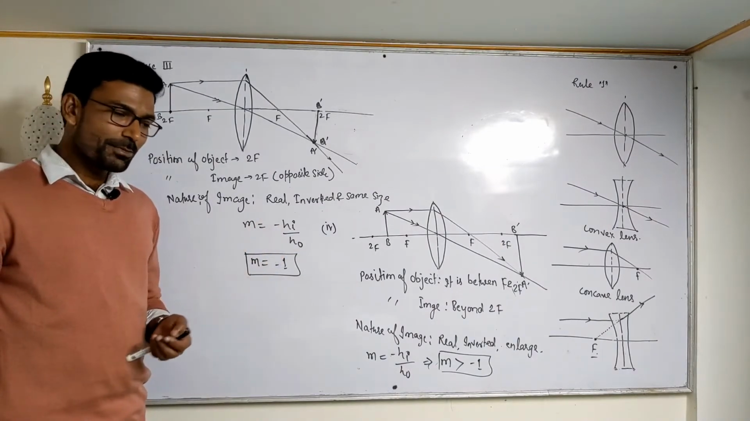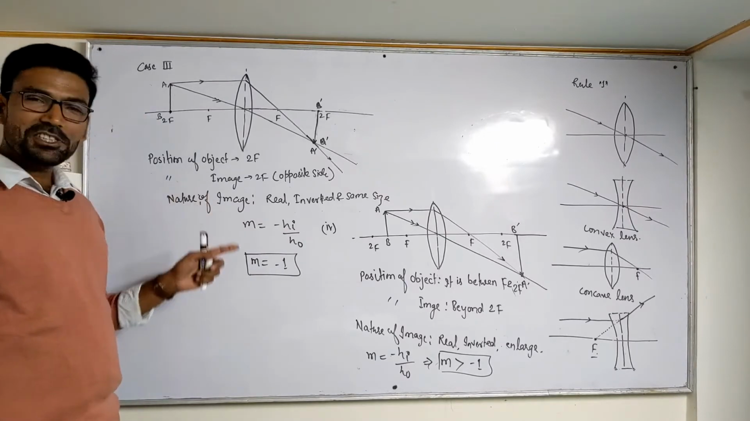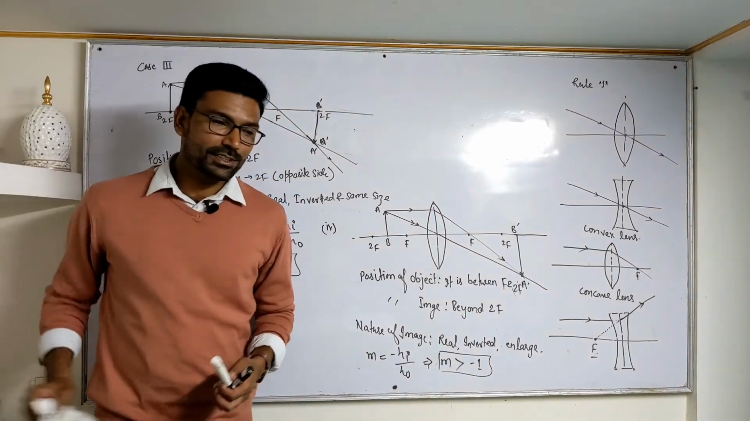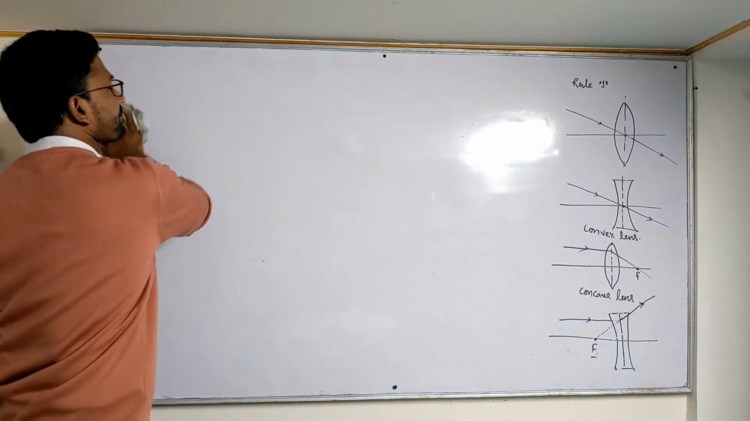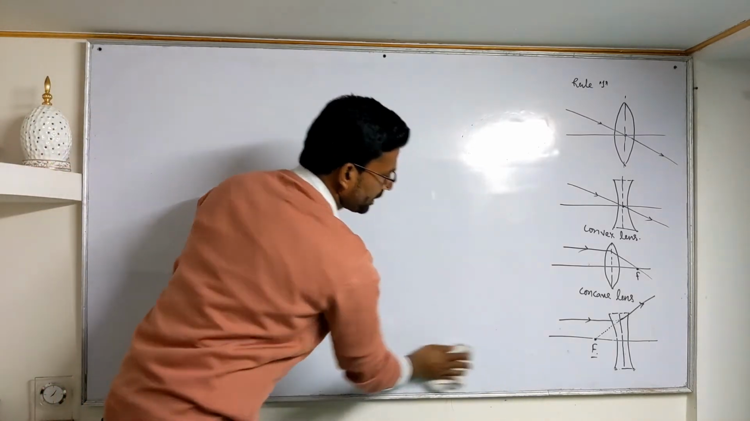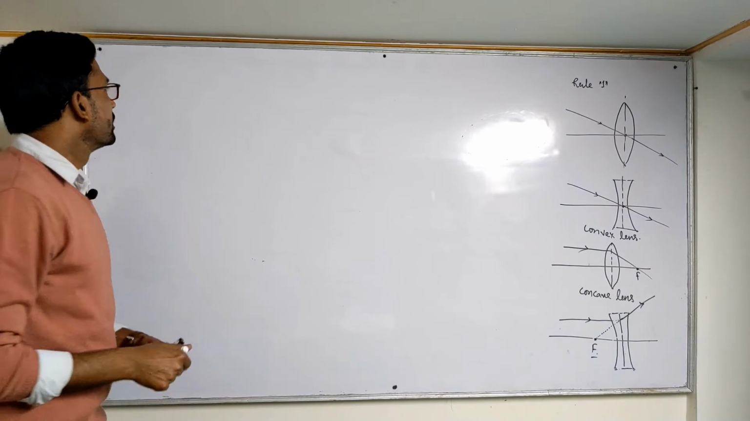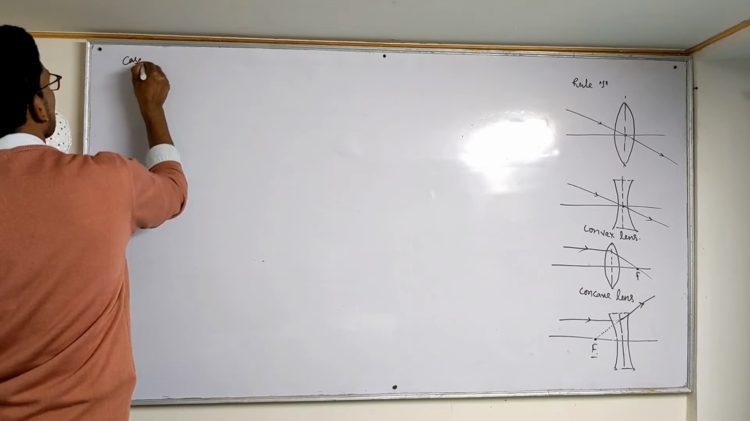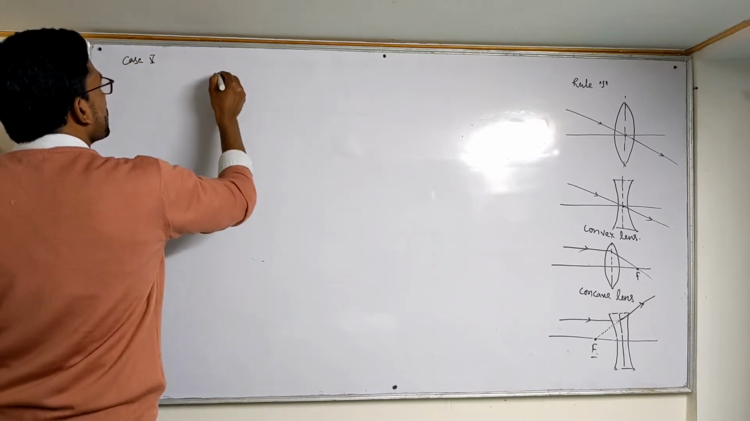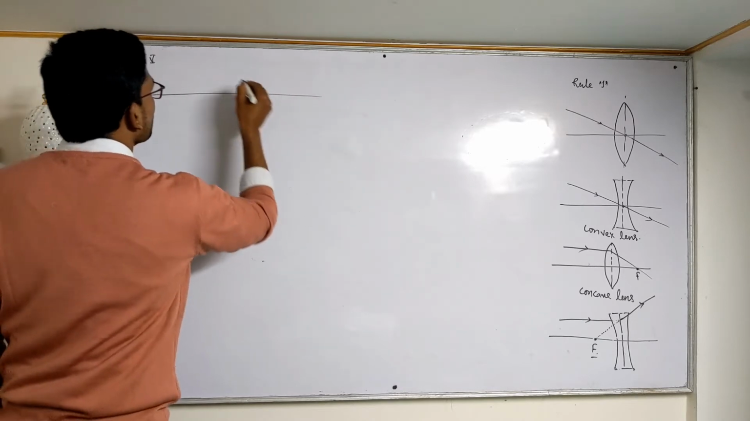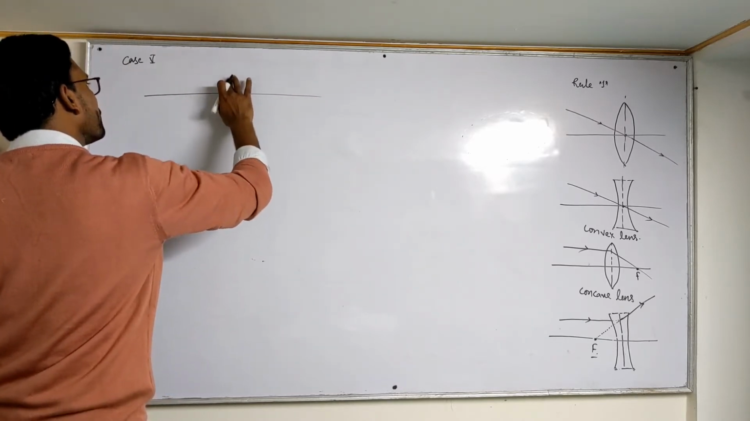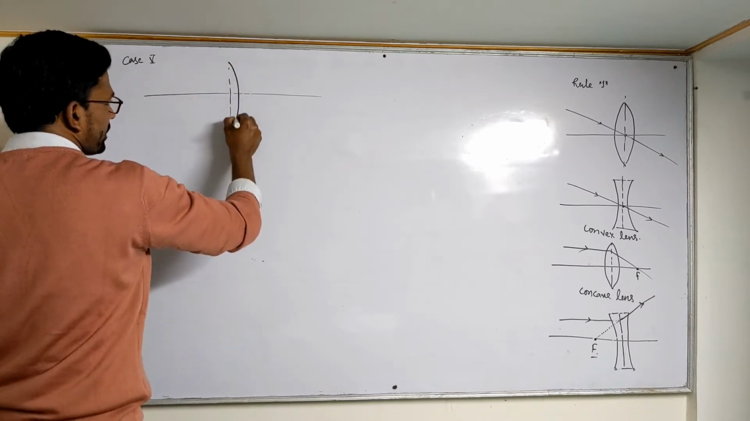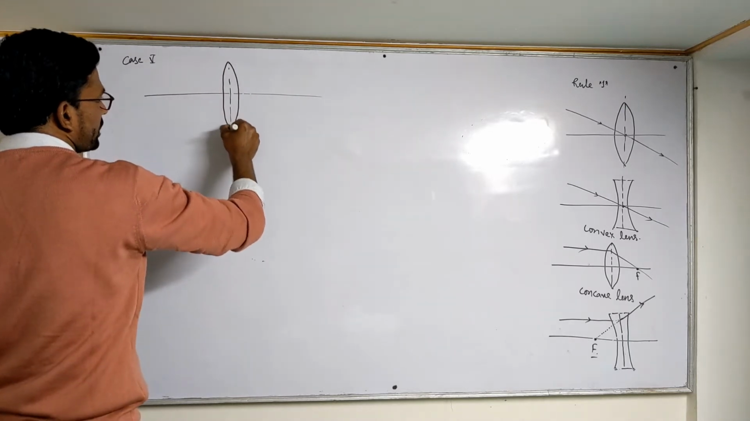One or two cases remain to discuss. So first of all I want to erase all these things, then we'll discuss the further two cases. Okay. Take the remaining cases. Case 4th has been discussed. Case 5th. Suppose we have a convex lens, a thin convex lens. Always a thin convex lens will be taken.